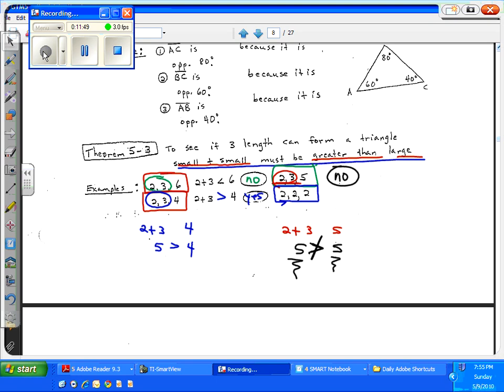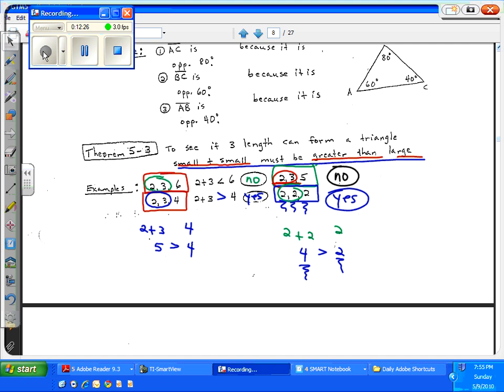We should already know that 2, 2, 2 is a triangle because it's going to be an equilateral triangle. But we're going to show you that it's going to work anyway. If we took the sum of the smaller two, pick any two, and compare it to the other one, then the sum of those two would be greater than the third. So yes, that is a triangle. It's an equilateral triangle. All the sides are the same.